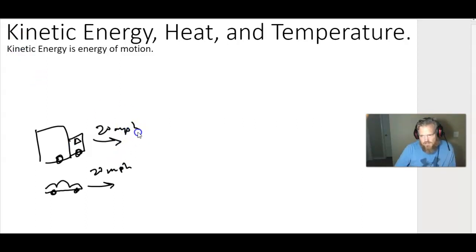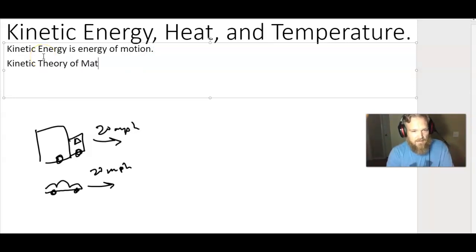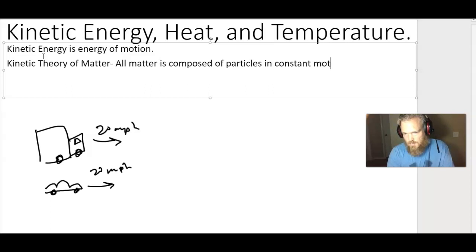So if we're talking on a small scale, like molecularly, then we have to kick over to chemistry, right? And if we go over to chemistry, chemistry starts to talk about kinetic energy, and they bring in the kinetic theory of matter. And in that, they say basically that all matter is composed of particles in constant motion, right?